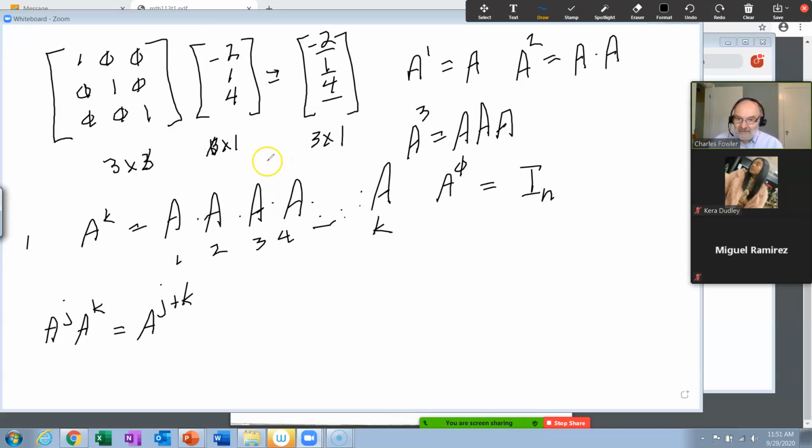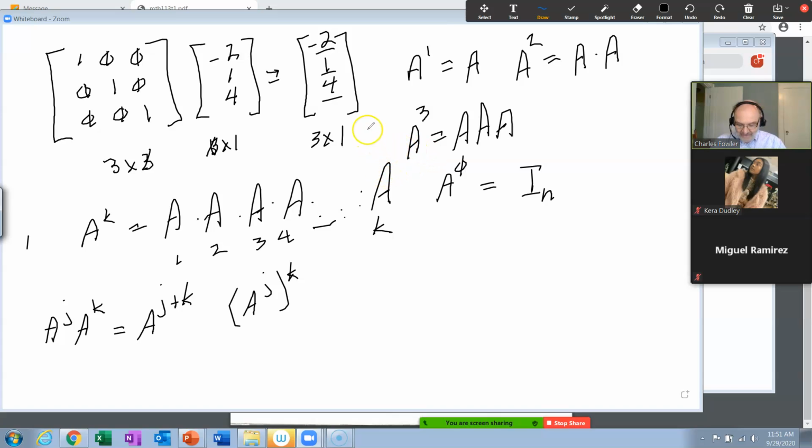Now, the next one, what if you had A, come on, where's my pen? There it is. A to the J, and you're raising that to the K power. Let's keep something small now. Let's say J is 2, so you have A times A, that's A squared. But K, let's have that be 3. So it'd be A times A times A times A times A times A. Well, how many A's would you have? 6. Well, that would be the same as 2 times 3.